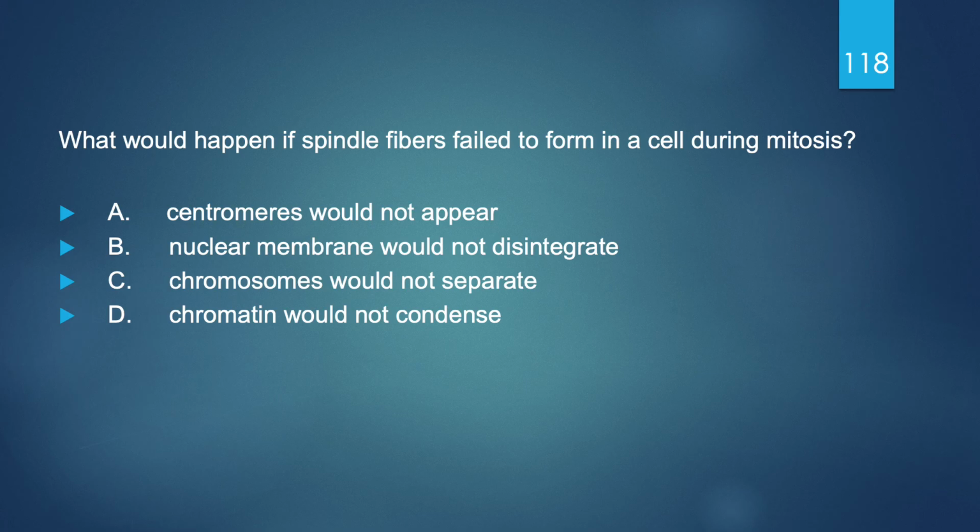So, pop quiz question, what would happen if spindle fibers failed to form in a cell during mitosis? Well, we know the spindle fibers are an important part of pulling our genetic material to the side, so that way we could have that cleavage furrow and separate into two daughter cells. So if we had the spindle fibers failing to form, we would end up with chromosomes that would not separate. C.